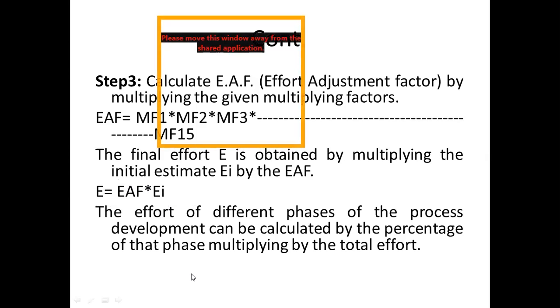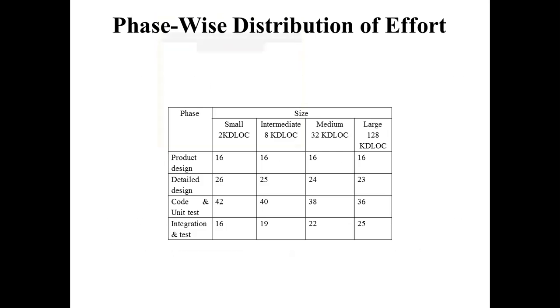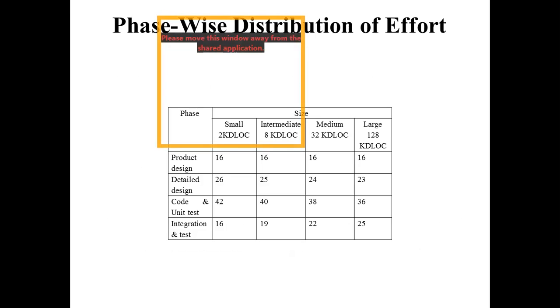Now suppose you want to calculate the effort of different phases of the process development. You can calculate it with the help of the total effort. If you have the value of the final effort, then you can also calculate the phase-wise value of effort. To calculate the phase-wise distribution of effort, again there is a table, with a distribution as per size: small, intermediate, medium, large.